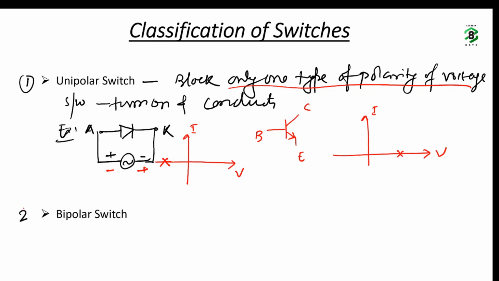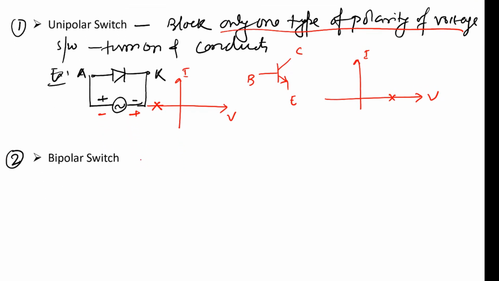Now the other type of switch is the bipolar switch. This switch can block both types of polarity of voltage.